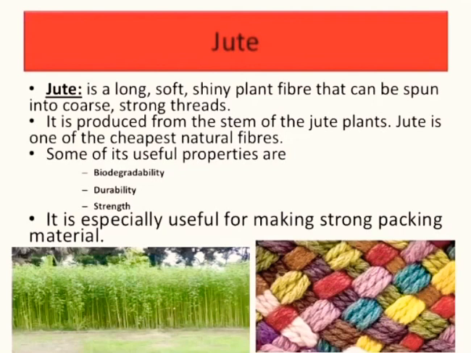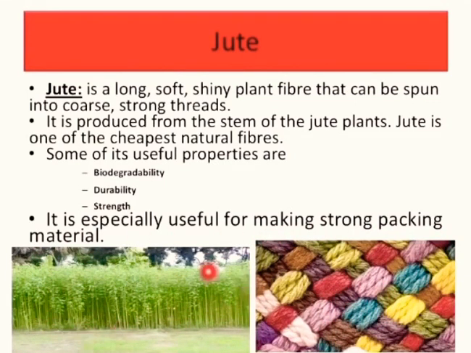Now, next is jute. Jute is a long, soft, shiny plant fiber that can be spun into coarse, strong threads. It is produced from the stem of the jute plant. Jute is one of the cheapest natural fibers. Some of its useful properties are biodegradability, durability, and strength. It is especially useful for making strong packing material.